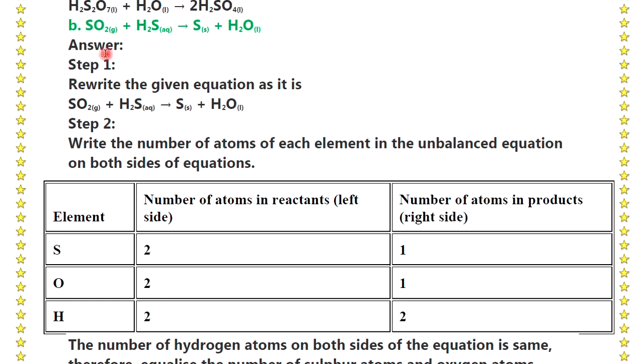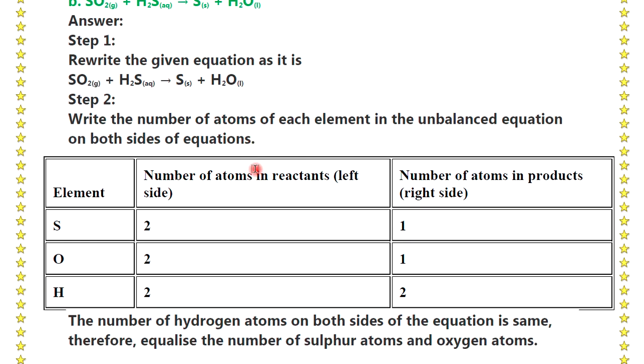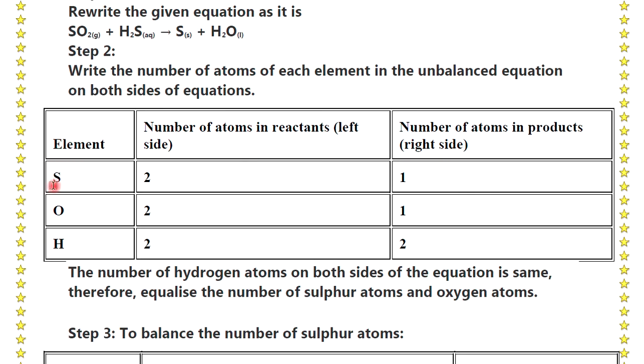B. SO2 plus H2S gives rise to sulfur plus H2O. Answer: Step 1, rewrite the given equation as it is. SO2 plus H2S gives rise to sulfur plus H2O. Step 2, write the number of atoms of each element in the unbalanced equation on both sides of the equation. Elements are sulfur, oxygen and hydrogen.